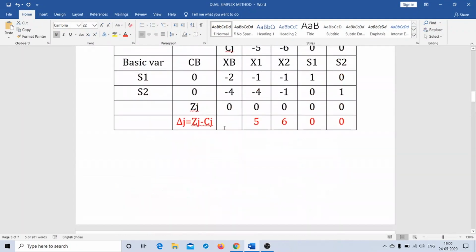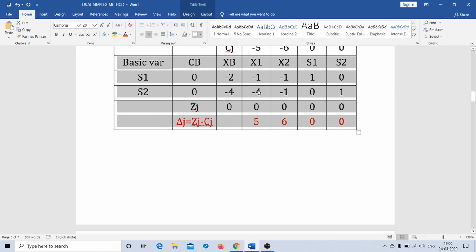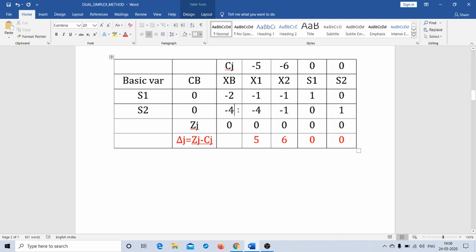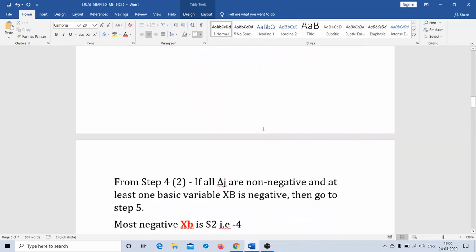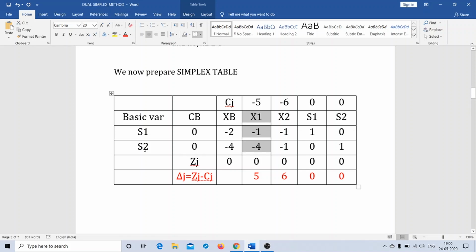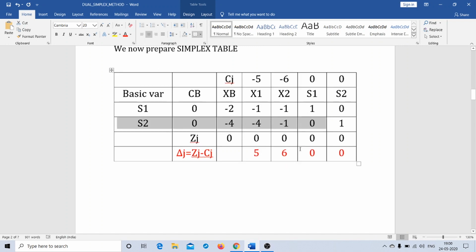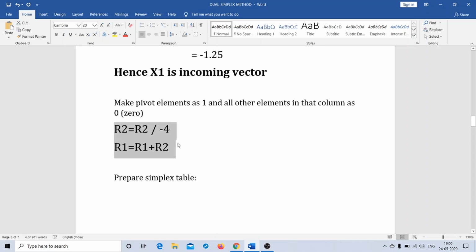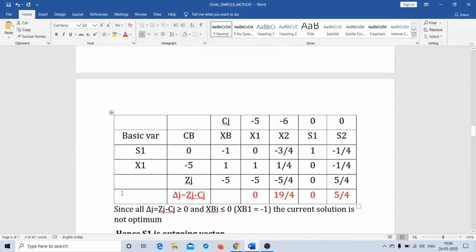So after the simplex table is drawn and we conclude that the solution under test is not optimal, we find the outgoing vector based on the value of xb, and we find the incoming vector based on the maximum ratio, and then conclude that variable x1 comes in place of s2. I repeat, variable x1 comes in place of variable s2. Once we draw that conclusion, we make the pivot element 1 and all other elements in that column 0. I don't think I need to tell you this because we have done these operations earlier. Once I implement these two operations, I'll get my new simplex table like this.